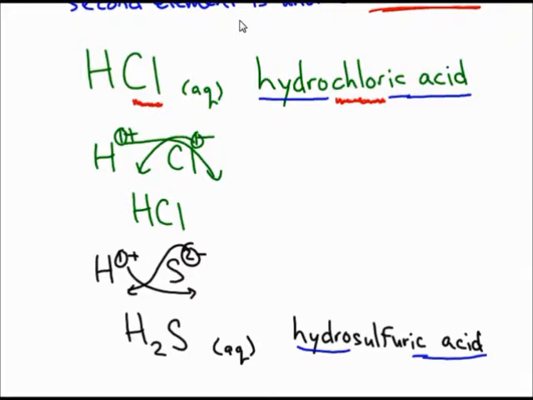Those are two examples of binary acids. Always remember to include that (aq) with the acid. So those are our binary acids.